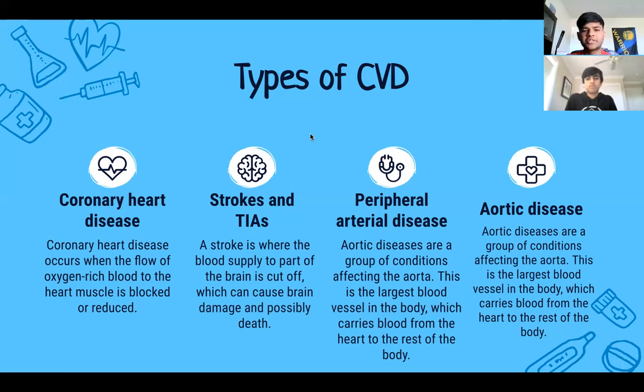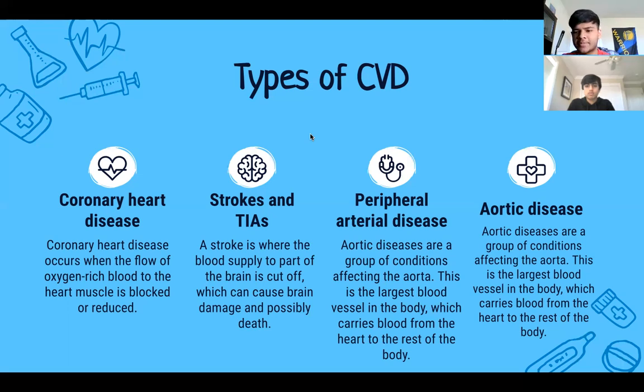Next up, we have strokes and TIAs. A stroke is where the blood supply to part of the brain is cut off, which can cause brain damage and possibly even death. And a transient ischemic attack, also called a TIA or a mini stroke, is similar, but the blood flow to the brain is only temporarily disrupted. The main symptoms of a stroke or TIA can be remembered with the word FAST, which stands for F for face, A for arms, S for speech, and T for time.